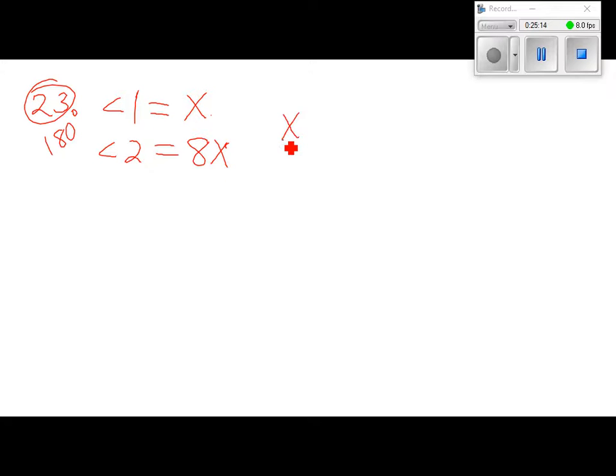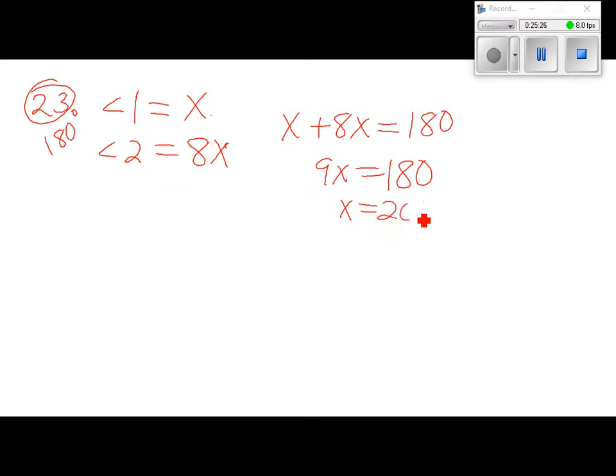Then we just set up an equation. x plus 8x, those two add together, should add up to be 180. So that's 9x equals 180. Divide by 9, and you end up with x equals 20. Once we know x is 20, we can go back here and find both angles. That means this angle is going to be 20 degrees. Plug in 20 there. 8 times 20 is 160 degrees. It says, find the measure of the larger angle. Well, 160 is larger than 20, so our answer has to be C.